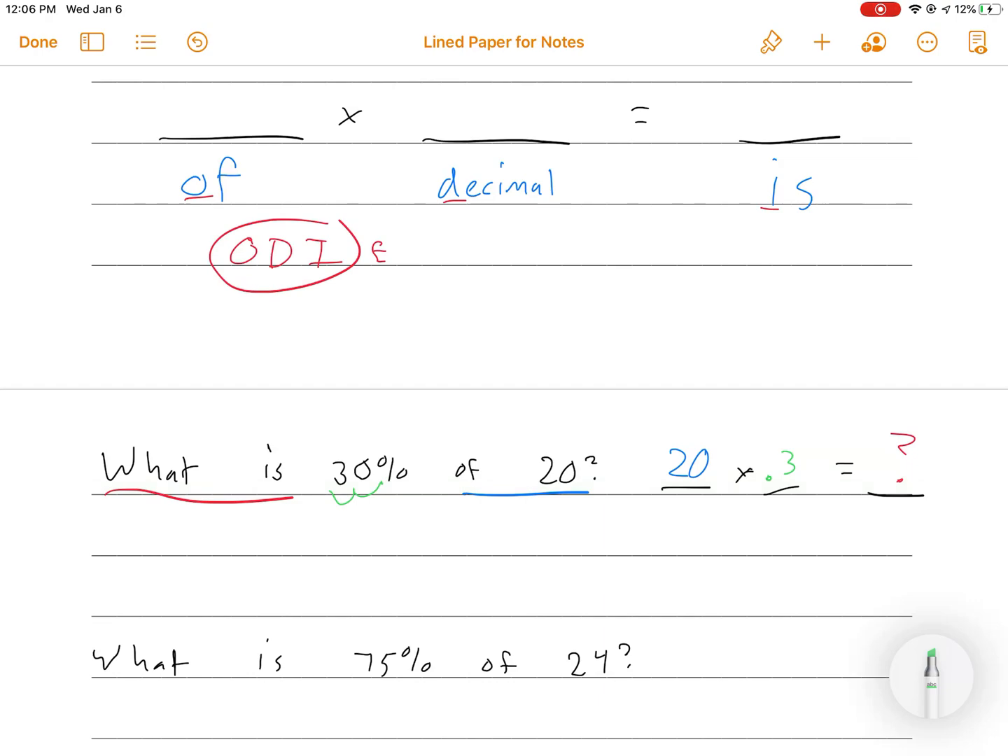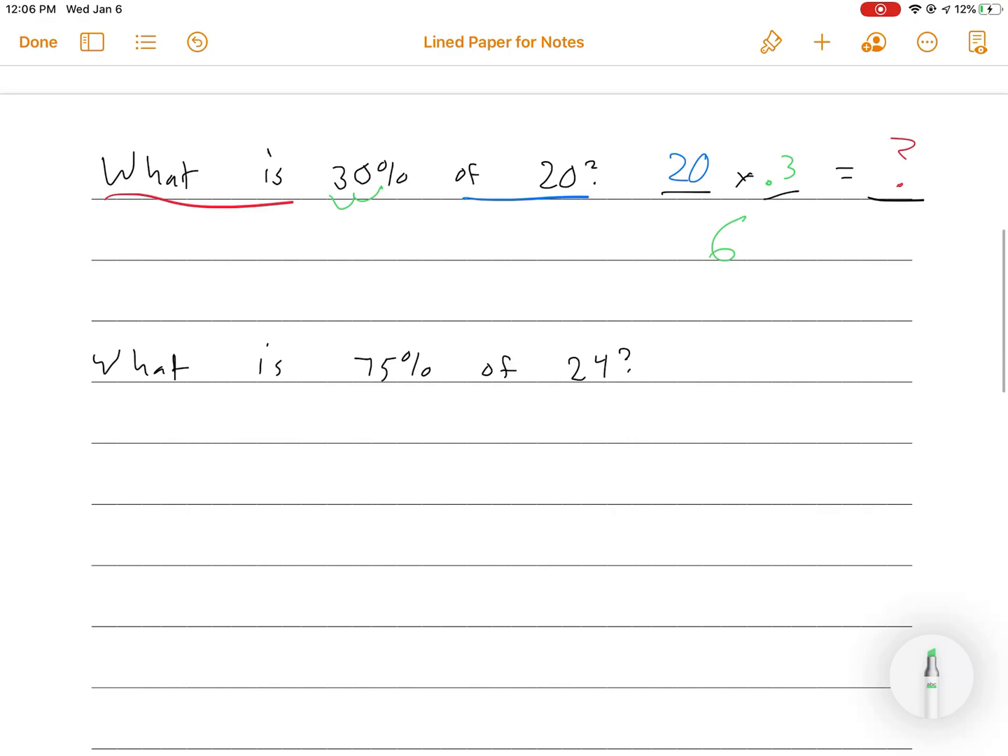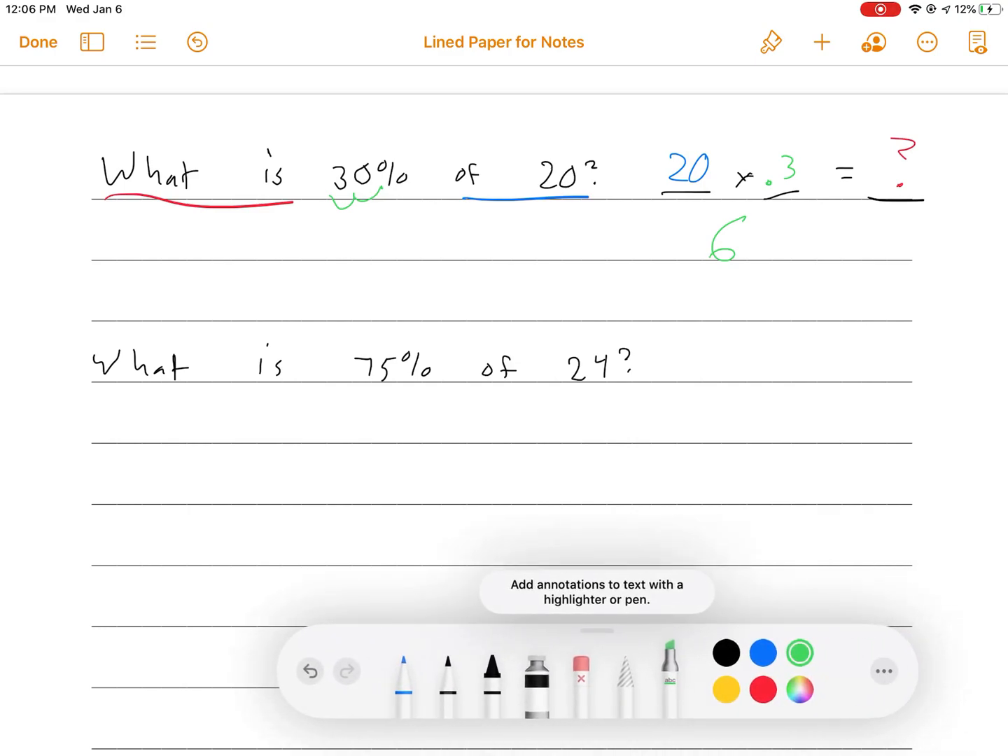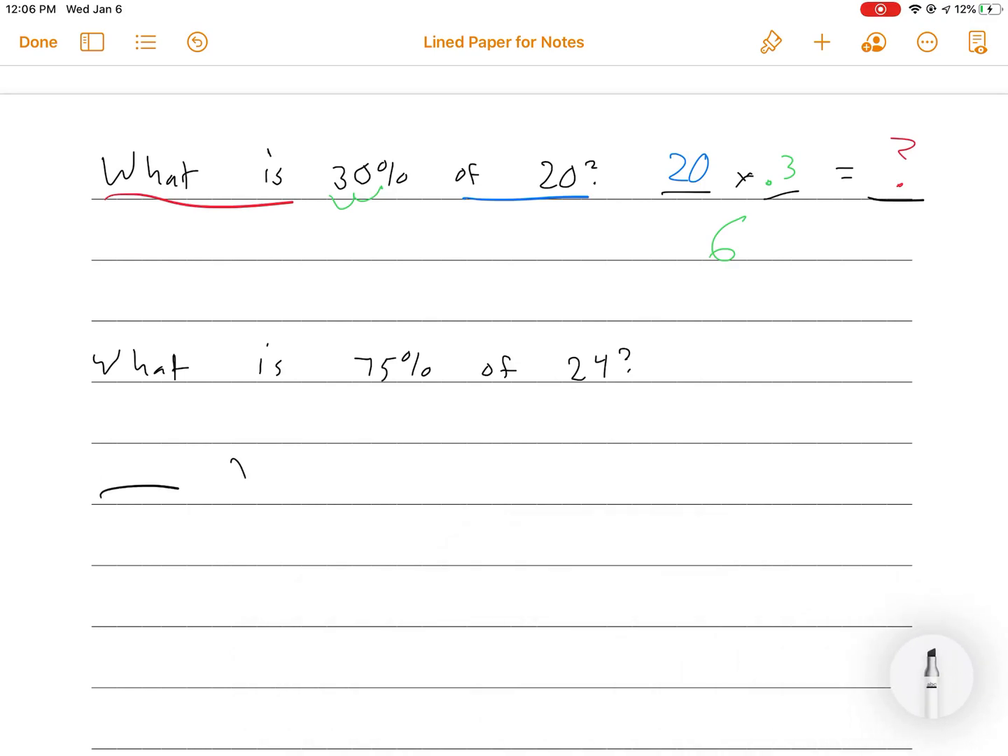Now, if I have a calculator, I can just go ahead and figure this out. 20 times 0.3, what is that? Yep, that is 6. So 6 is 30% of 20. Next, I have a similar one. What is 75% of 24?